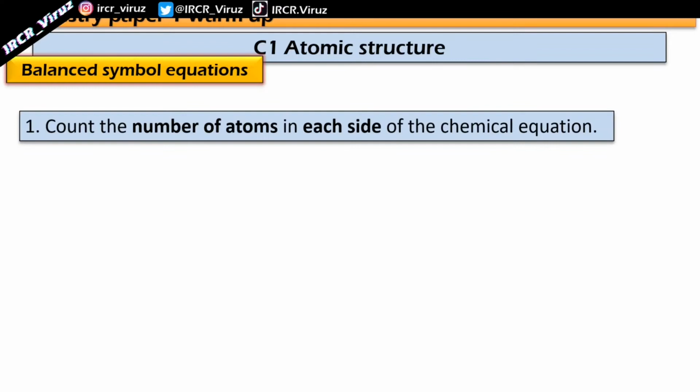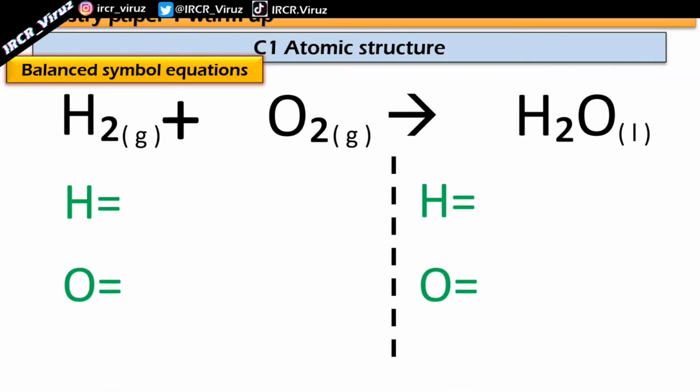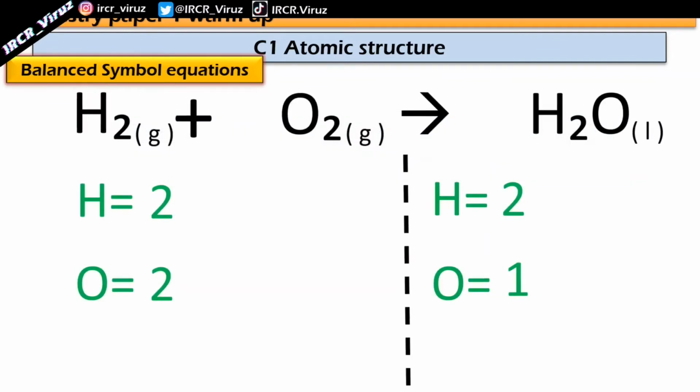First of all, we count the number of atoms on each side in the chemical reaction. I tend to do the whole process just to find out where I got things wrong, just in case. So we start with hydrogen, then oxygen, and then anything else. Here we go, we've got 2 over there, 2 over here, 2 oxygens and 1 oxygen. Okay, make the small number equal to the big one. So we're going to make the oxygen down there on the right turn into a 2.